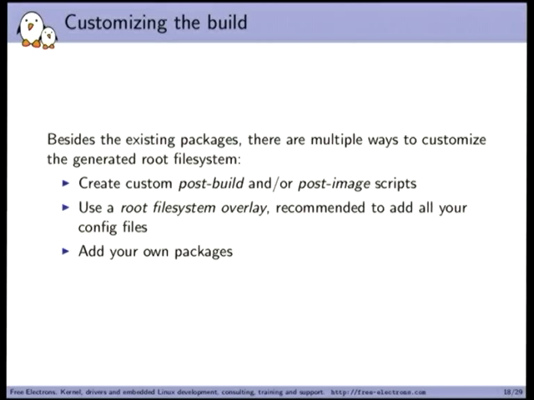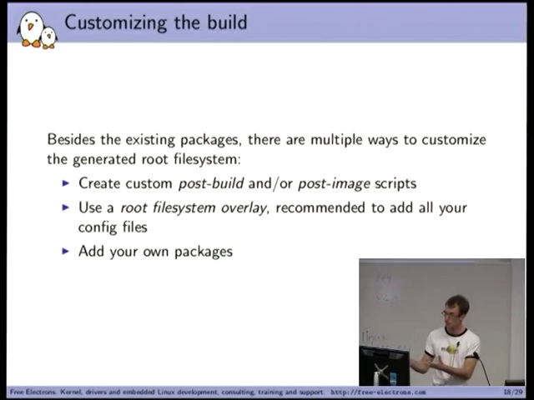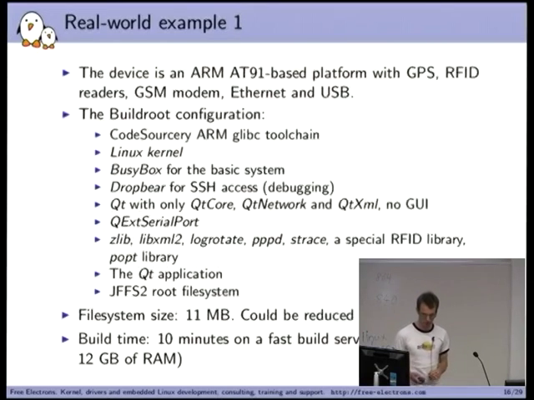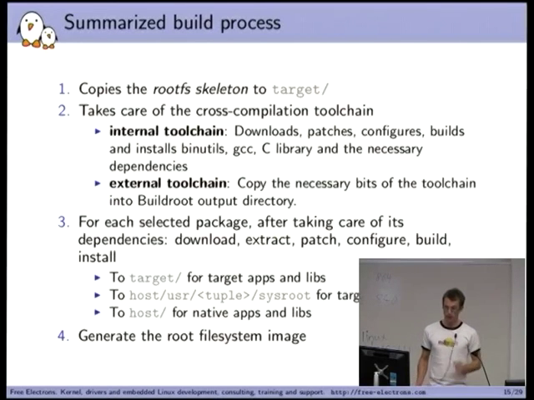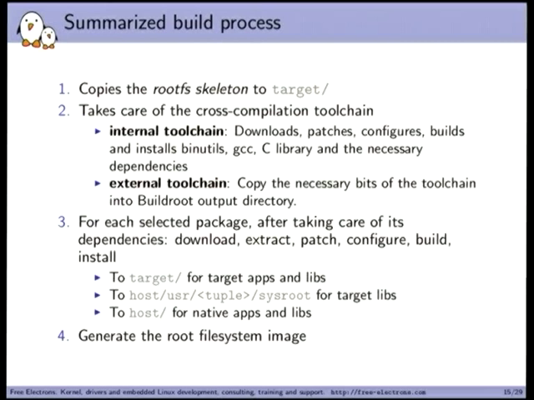So besides selecting the different packages, there are different ways you can customize the build because, well, packages are interesting, obviously, but possibly you need to add more configuration files or adjust things in the root file system, and there are different ways to do that. Buildroot provides what we call post-build and post-image scripts. So in the build process, which I can basically go back here, you can ask Buildroot to execute a script before step 4 and after step 4, which is respectively post-build and post-image.